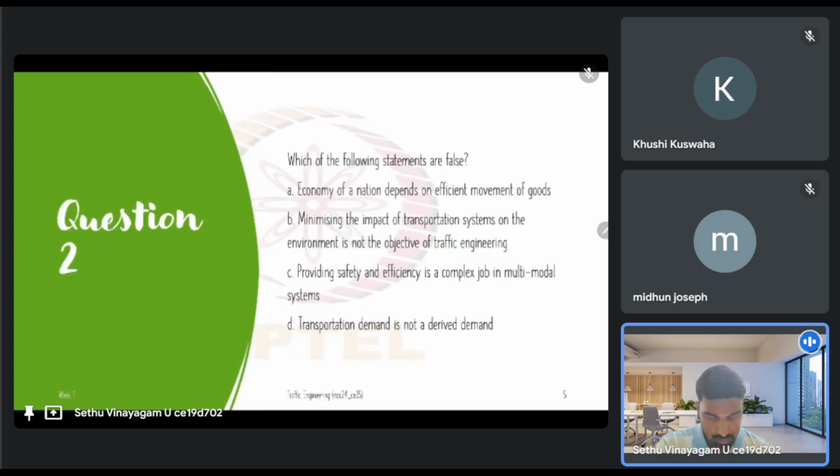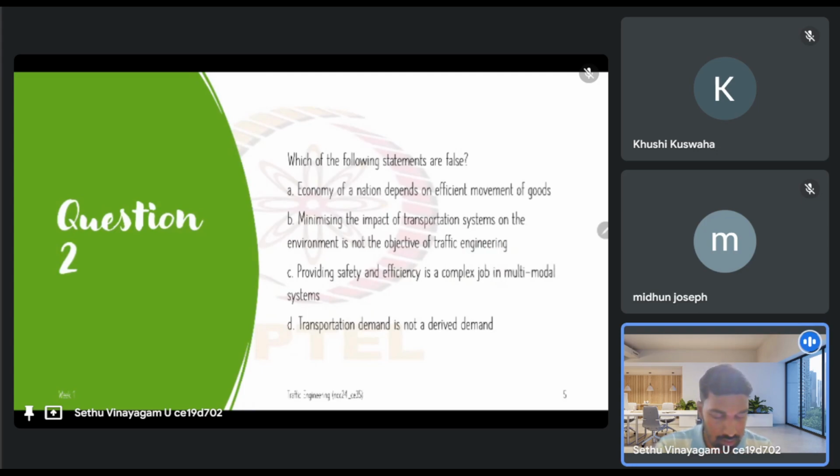So here the first option is economy of a nation depends on efficient movement of goods. This statement is correct. The efficient movement of goods means efficient in terms of both time as well as money. So we want faster movement as well as to transport this at low cost. Low cost in terms of fuel, in terms of the maintenance of the facilities or the maintenance of the vehicle. All these come under efficient movement. So we want to do it at low cost and also faster.